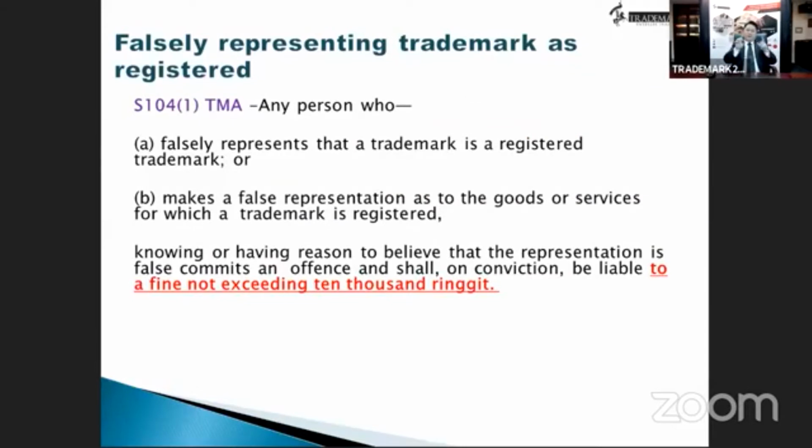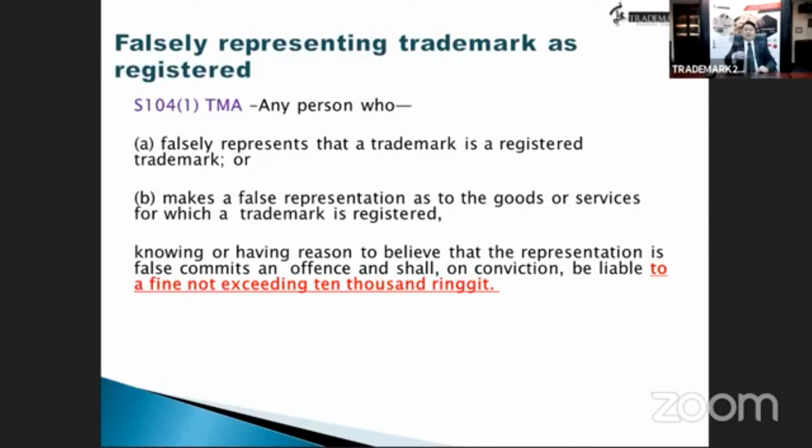Now always remember, when you design a trademark, kindly remove that R from your trademark. The R stands for registered trademark. And if you have not registered your trademark, please do not display the R sign or put any sign that indicates it's a registered trademark in Malaysia.